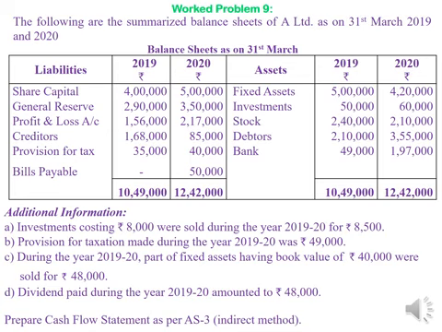Stock and debtors are given. They are current assets. Stock is decreasing. Decrease in stock, decrease in current asset, increases cash flow. Therefore, it will be treated as cash inflow while computing operating activities flow. Then debtors is increasing. Increase in current assets decreases cash, so it will be deducted while computing cash flow from operating activities. Next, point number D, dividend paid during the year amounted to rupees 40,000 is given.